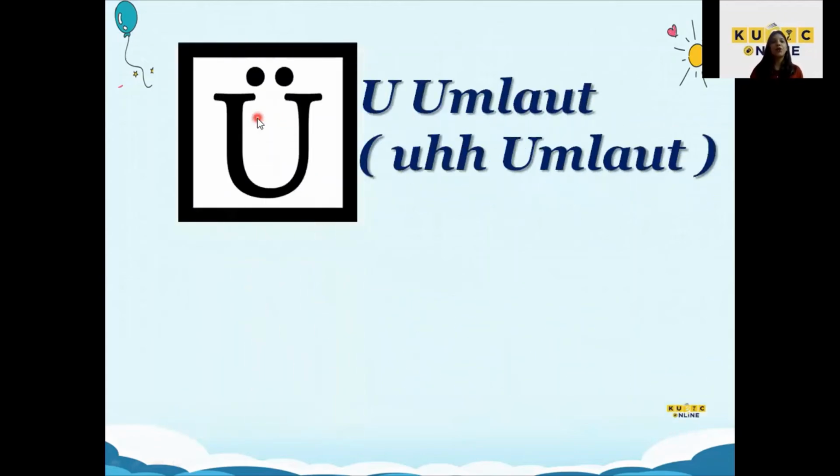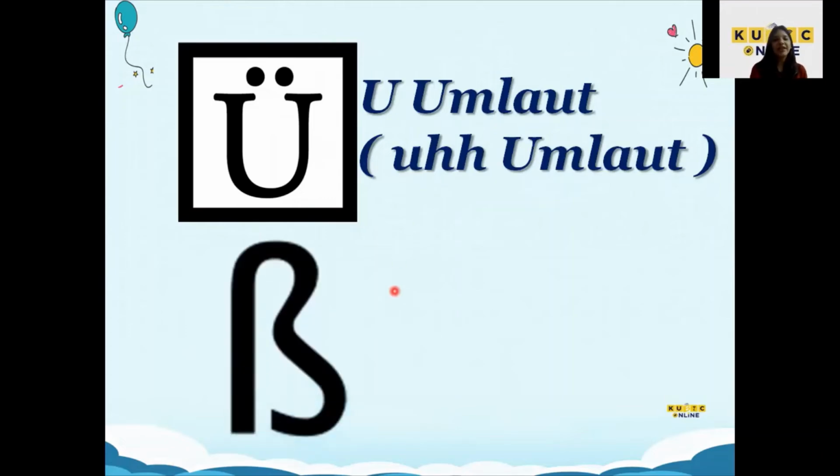The next umlaut letter is U umlaut, and the pronunciation for U umlaut is U. Good. And the last alphabet in German is S set. Do you remember how we say O umlaut in German? Ö. A umlaut in German? A. U umlaut in German? Ü. And the last letter is S set.